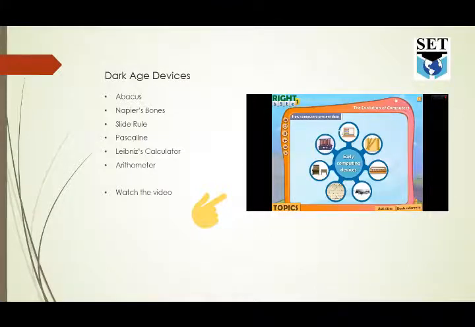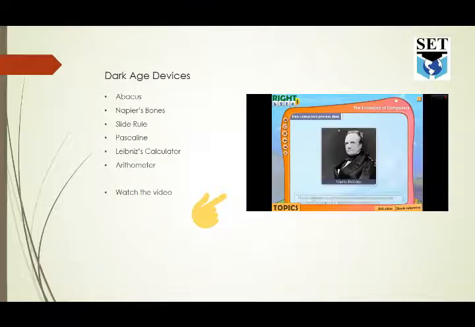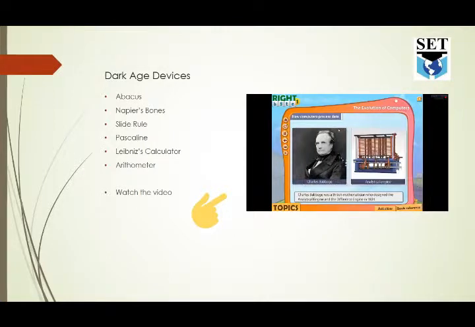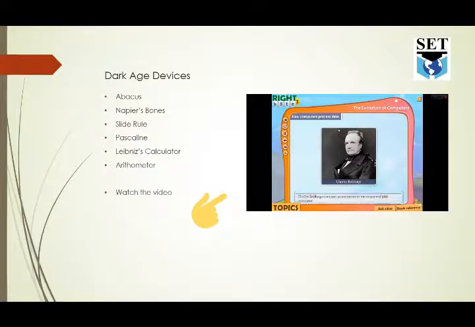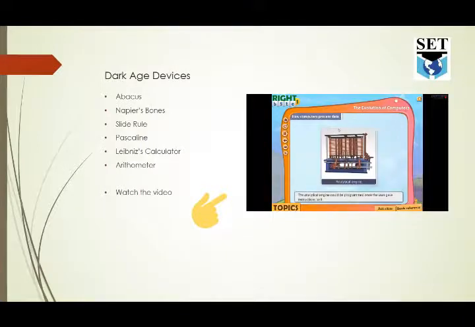The analytical engine. In 1834, Charles Babbage, a British mathematician, designed the analytical engine and the difference engine. Charles Babbage is known as the father of the modern digital computer. The analytical engine could be programmed by giving instructions to it.